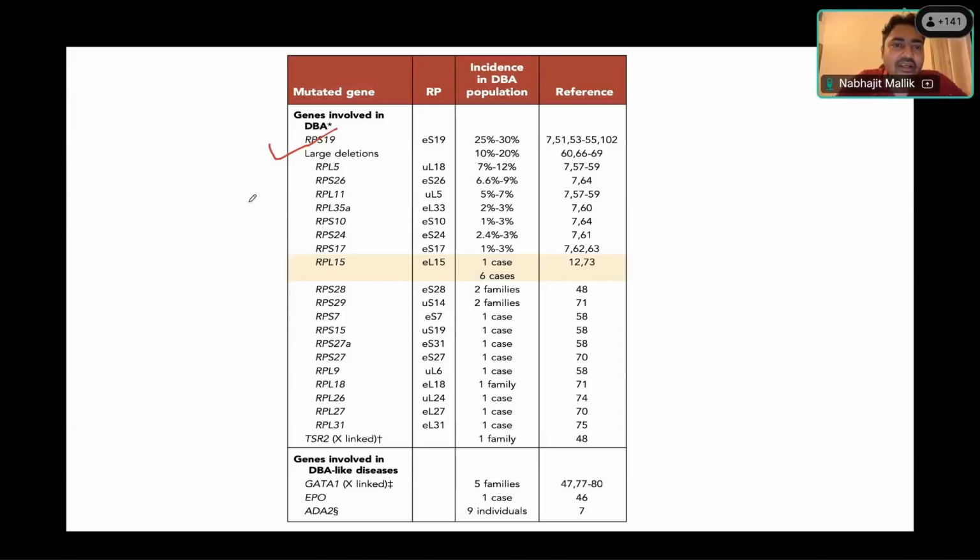You can see RPS19, RPL5, RPS26, RPL11. These are all ribosomal proteins. And so there is deficiency in the ribosomal proteins in these patients of Diamond-Blackfan anemia. And that is why they have anemia. So this is basically called ribosomopathies. So there's a group of disorders called ribosomopathies in which the ribosomal proteins are abnormal, mainly because of some mutations there. And what do ribosomes do? Ribosomes help in protein synthesis, right? In translation, they help in protein synthesis.